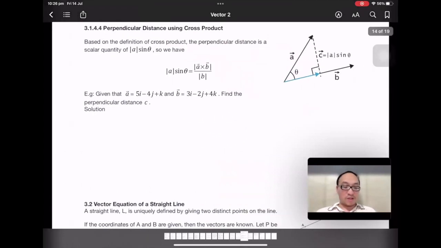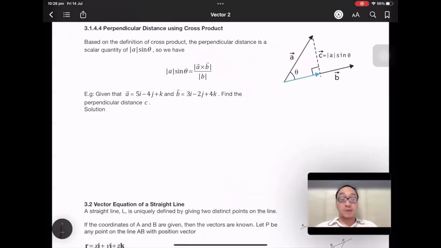perpendicular distance using the cross product. In the previous topic we found the perpendicular distance using the scalar product; now we can find the perpendicular distance using the cross product. Given that A equals 5i minus 4j plus k and B equals 3i minus 2j plus 4k, find the perpendicular distance C. So now we are using the cross product.